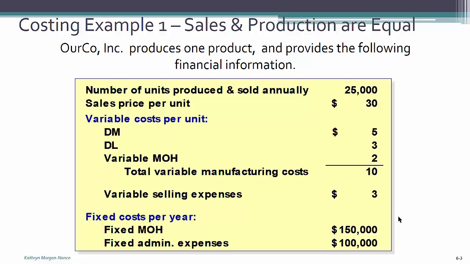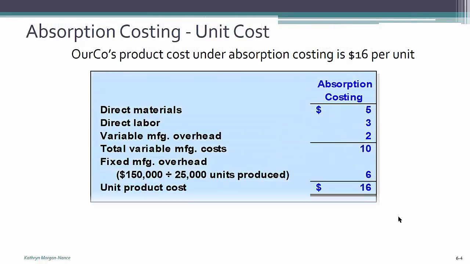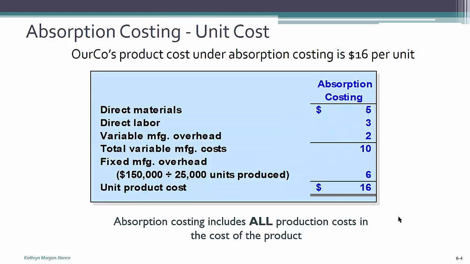We'll see the answer next when we review how the total unit product cost is computed under absorption costing. Unit product cost is $16 per unit under absorption costing. It includes all variable manufacturing expenses totaling $10 per unit. These include direct materials, direct labor, and variable manufacturing overhead. It also includes fixed manufacturing overhead of $6 per unit.